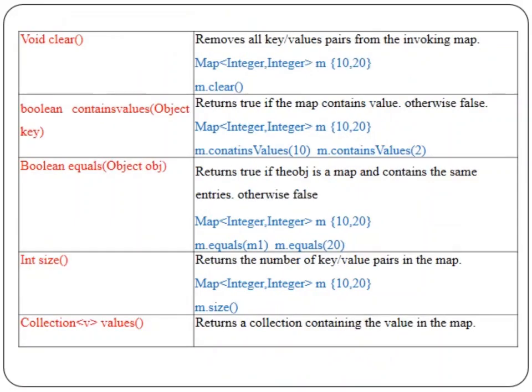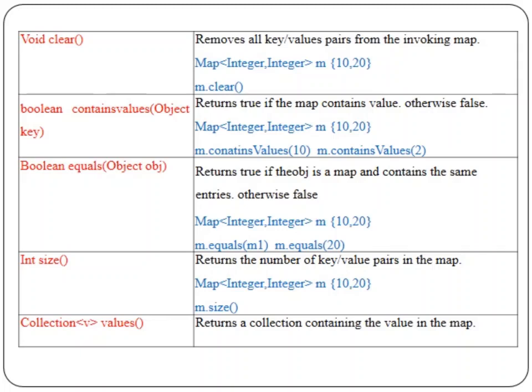The other methods which are available in the map interface are clear. The clear is a method which is going to remove all the keys and the values associated with the invoking map object. The same as what we have seen in the collection interface, clear is going to remove the values. Here, keys along with the values are going to be removed. Let us take one example.